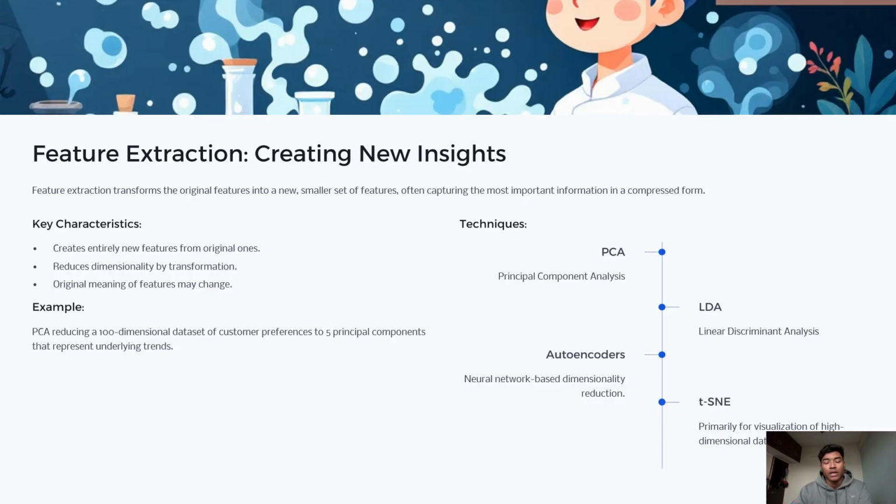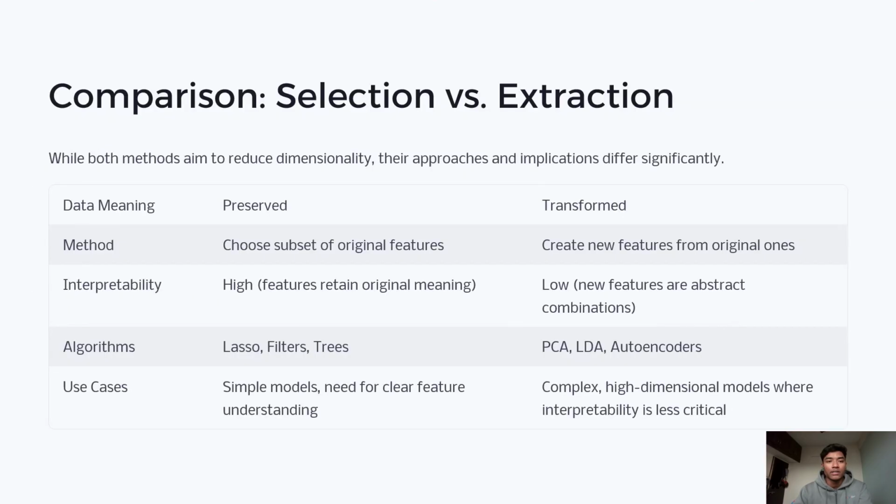Now, selection versus extraction. Here's the key difference. Feature selection keeps original meaning, it's simple, interpretable, removes irrelevant features, and is great for simpler models. So, the choice depends on whether you want clarity or compression. Whereas feature extraction creates transformed features, is complex and less interpretable, compresses data structure, and is great for high dimensional models.